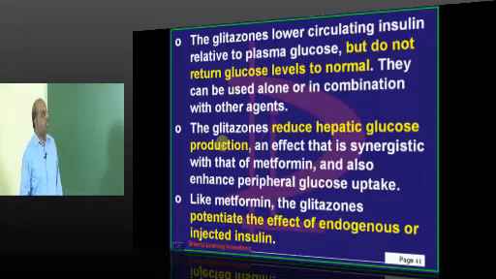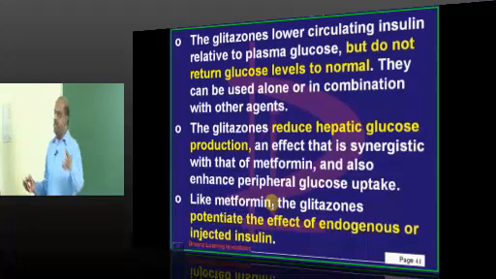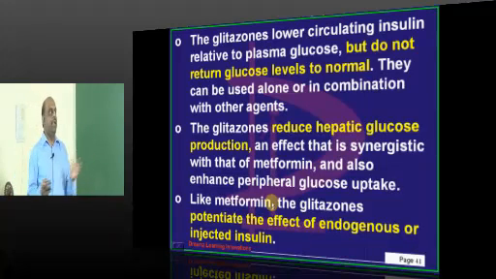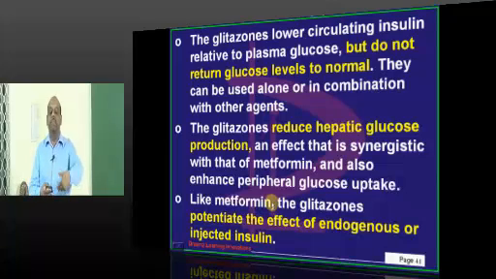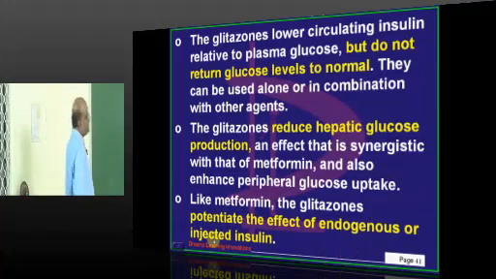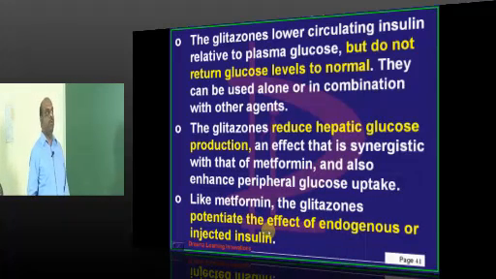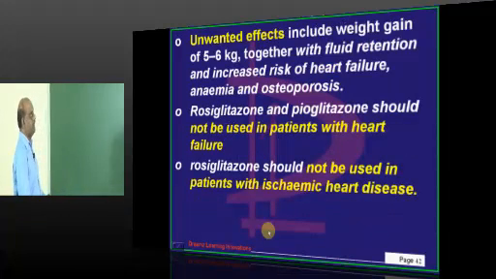Glitazones also reduce the hepatic glucose production. That's the reason if you combine them with metformin, they both can act like good colleagues to decrease glucose production by the liver. And just like metformin, glitazones will also potentiate already released endogenous insulin. So that is one advantage of using the glitazones.